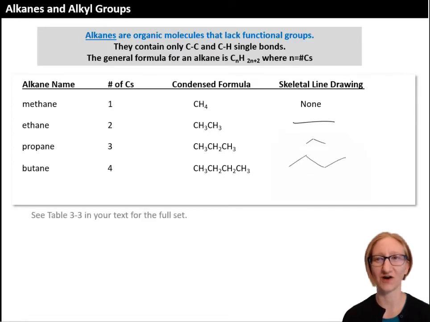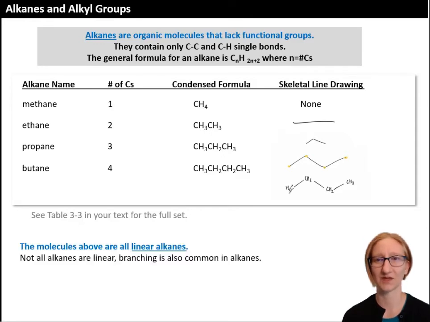And shown here in the third column are our condensed formulas, and in the last column are skeletal line drawings. And if you need to review those skeletal line drawings, go ahead and review them before moving on with this video. These simple structures are all linear alkanes, meaning the carbons are in a line, or each carbon is bound to only 2 other carbons. But we can also have branching in alkanes. And branching in an alkane is where we have a carbon that's bound to 3 or 4 other carbons.